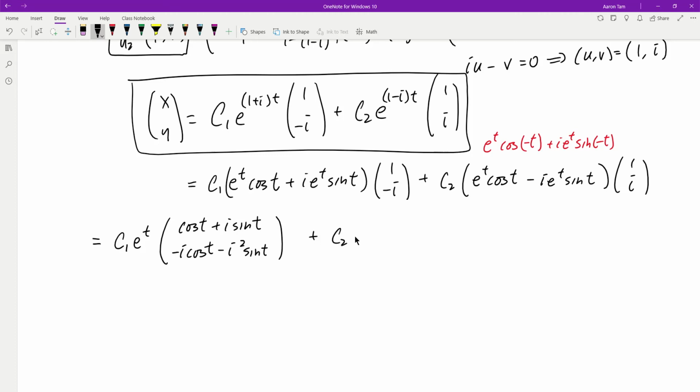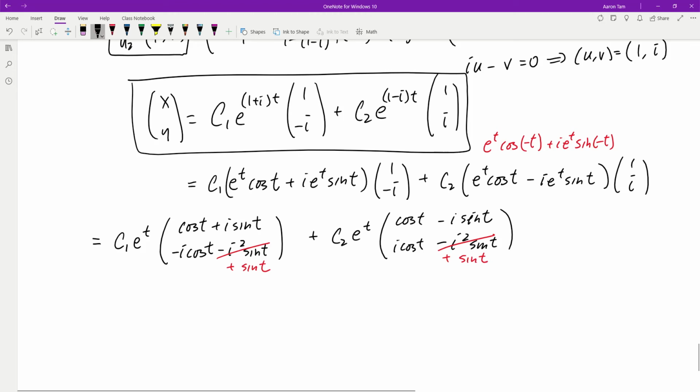plus C2 e to the t. And then what I have will be cosine t minus i sine t, and the bottom one will be i cosine t minus i squared sine t. So here the tricky part is that i squared actually becomes negative 1, so therefore minus i squared sine t actually becomes plus sine t, and this one also becomes plus sine t. So therefore, what I have would be this.